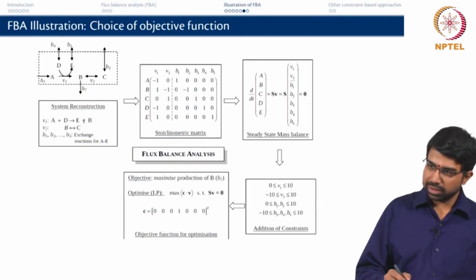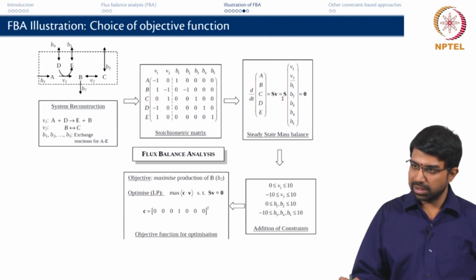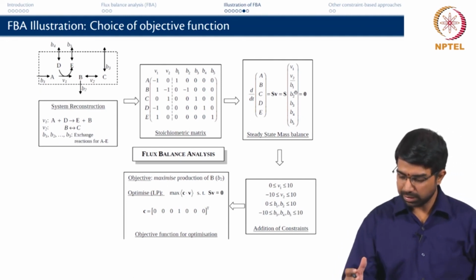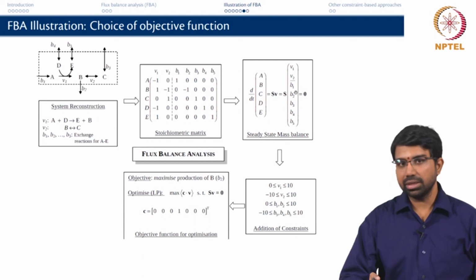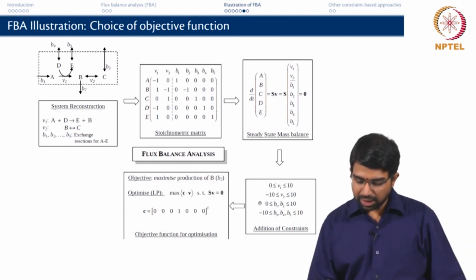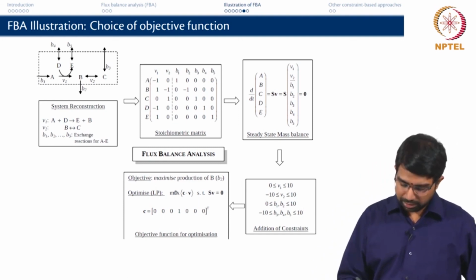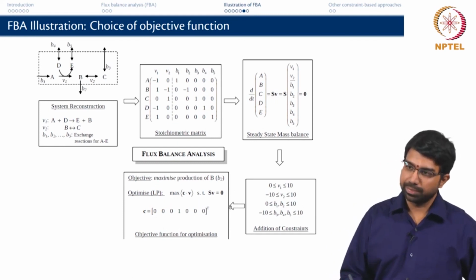So, we basically start with a system, we extract the stoichiometric matrix out, then we write this mass balance equation, dx by dt equals SV. This is the mass balance equation. At steady state, this becomes 0, right, and then we add other constraints based on our knowledge of biology, capacity, whatever, and then set up the optimization problem, because this is going to give us infinitely many solutions still, right.